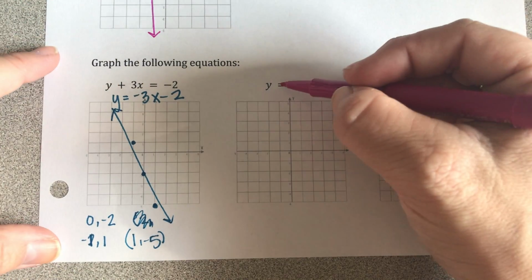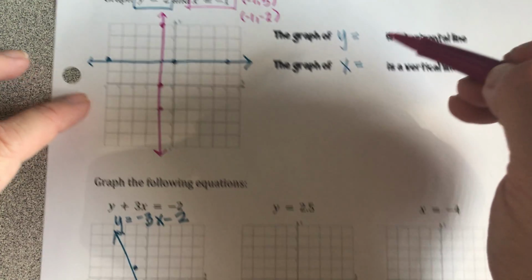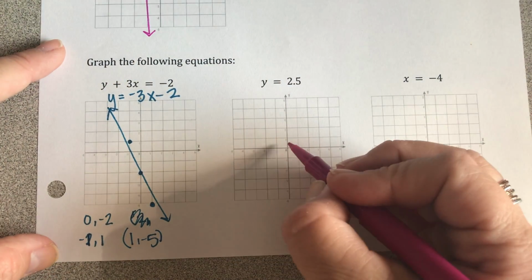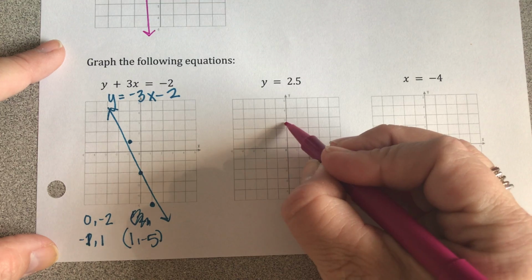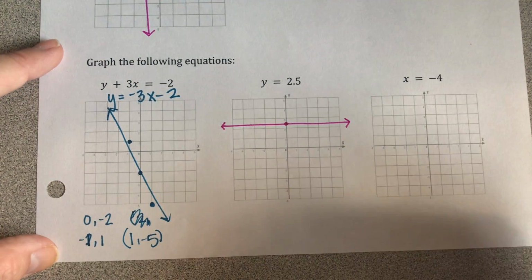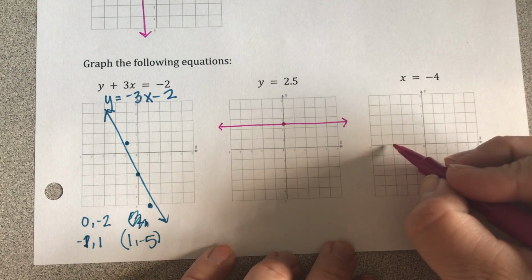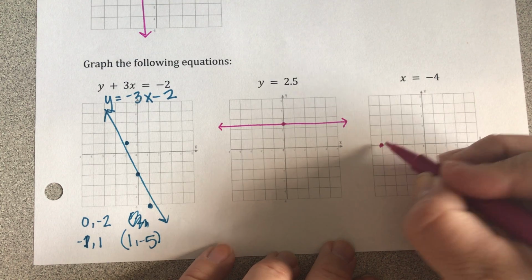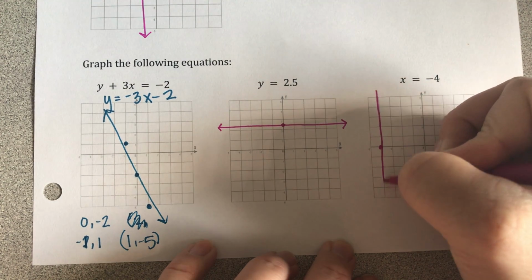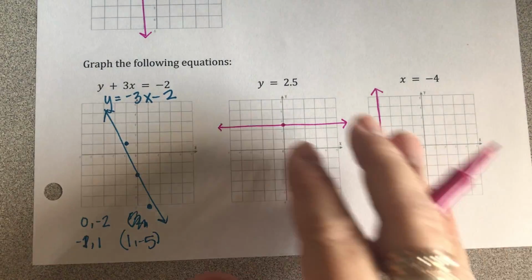Let's talk about when y equals 2.5. I know if it's just y equals a number, that's going to be a horizontal line. So here's where y is 2.5, in between 2 and 3, and it's horizontal. When it's just x equals negative 1, I know it's going to be a vertical line, like that. Okay, and then there's one more page.